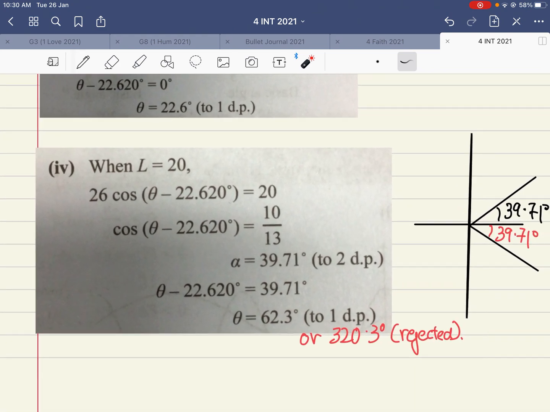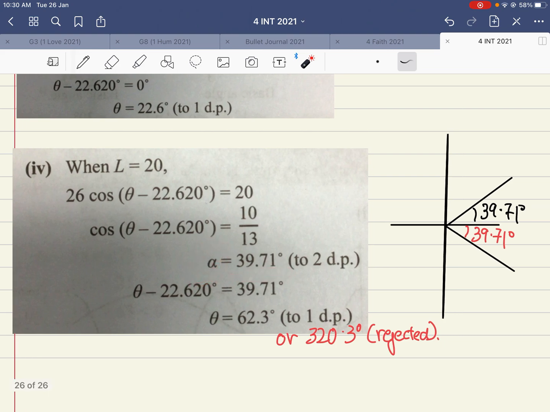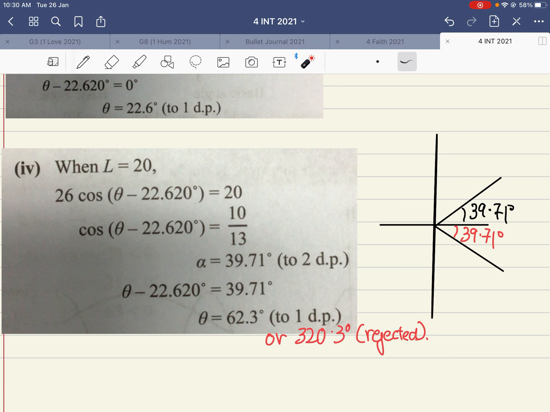Part 4, I shall not speak too much of it. I've already covered it in the previous part on how to solve these trigonometric equations. But the thing here is this. Just note that in this case, cosine is a positive ratio. Hence, the basic angle gives you 39.71. I've actually drawn this diagram here to show you that when cosine ratio is positive, it occurs in the first quadrant and the fourth quadrant.